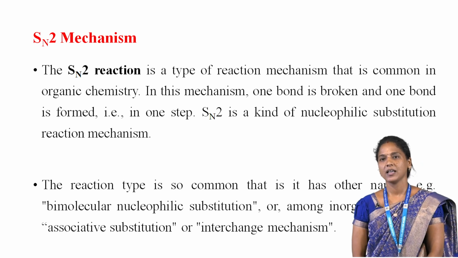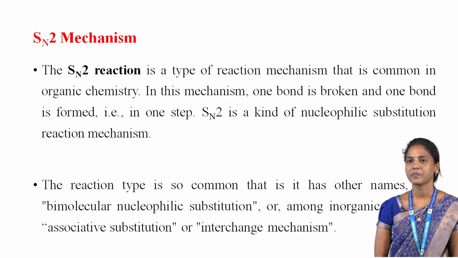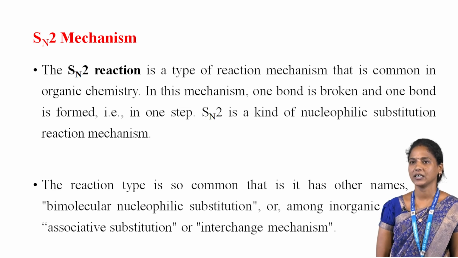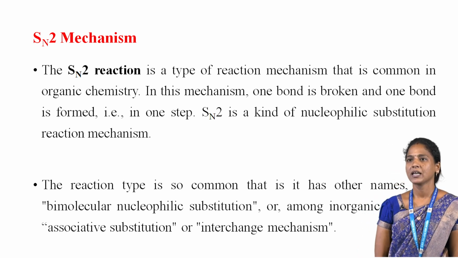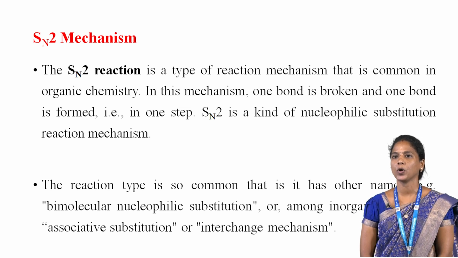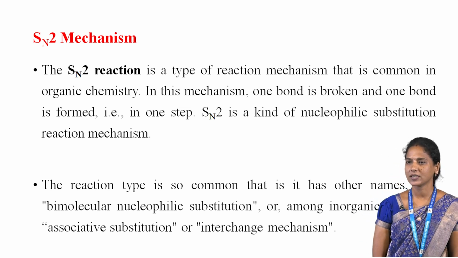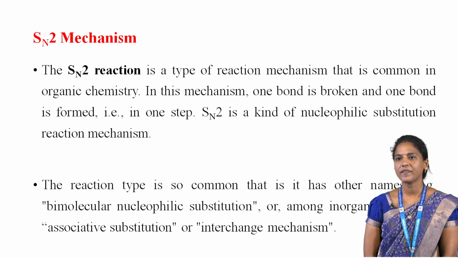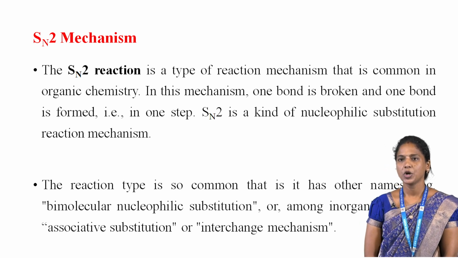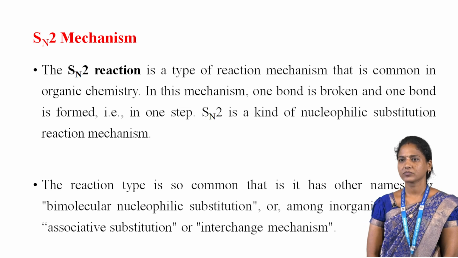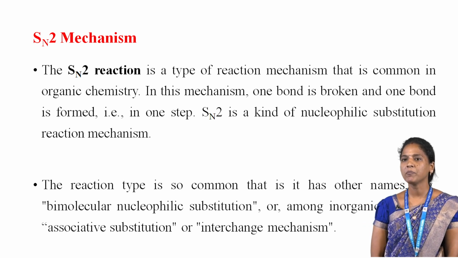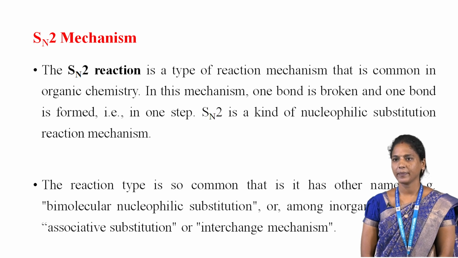You know SN2 mechanism? This is a bimolecular nucleophilic substitution reaction. The SN2 reaction is a type of reaction mechanism that is common in organic chemistry. In this mechanism, one bond is broken and one bond is formed. This is a one step process. SN2 is a kind of nucleophilic substitution reaction mechanism. Since two reacting species are involved in the slow rate determining step, the term is substitution nucleophilic bimolecular, or SN2. The other major kind is SN1. There are many other more specialized mechanisms of substitution reactions.